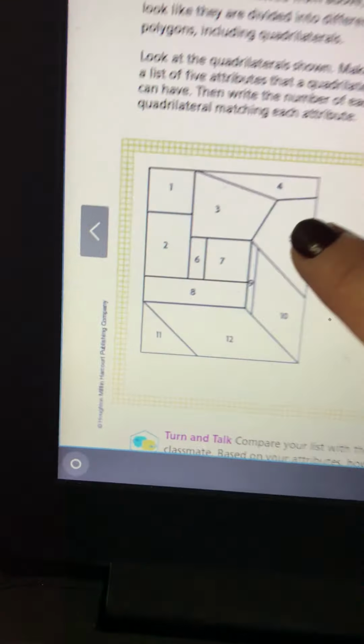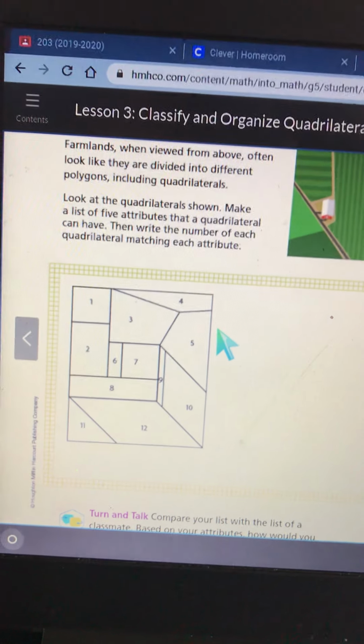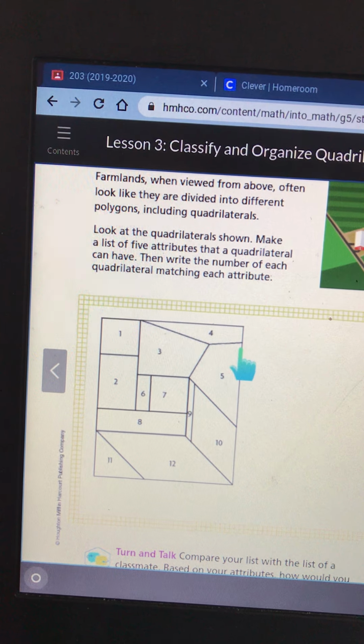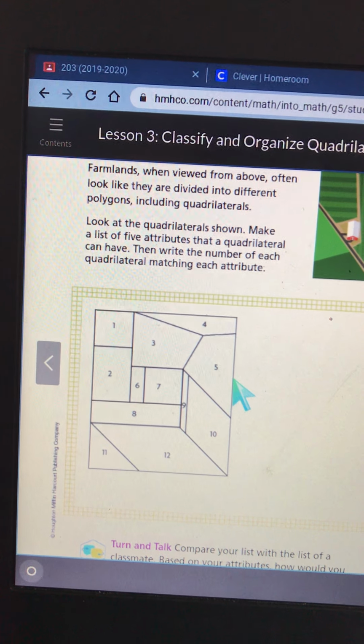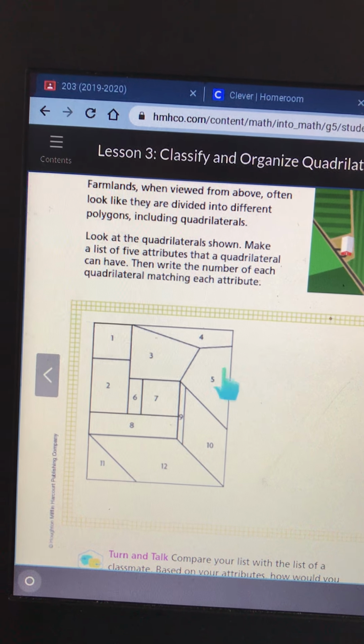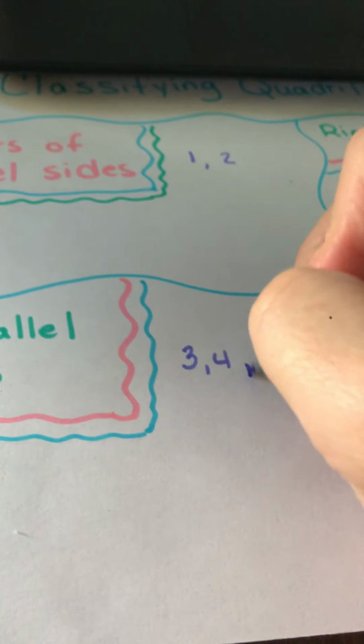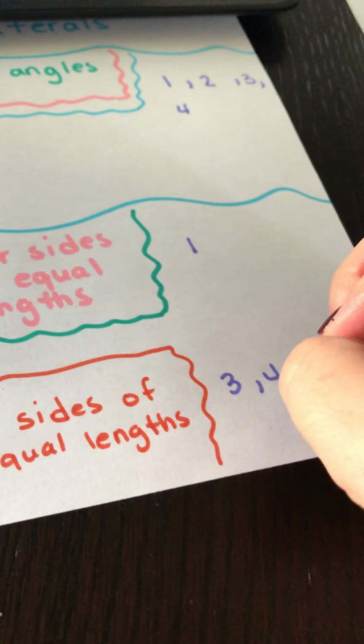Number 5, right here. Again, we're looking for that right angle. This one doesn't have a right angle. Parallel sides, no parallel sides, no sides of equal length. So it's no, no, no. So 5 and 5. Let's do number 6.